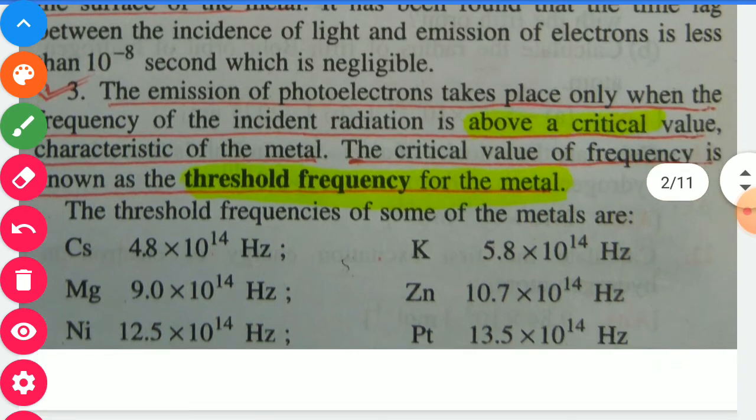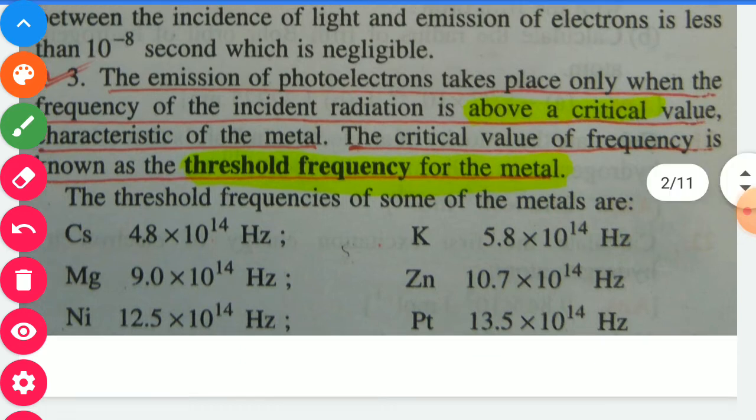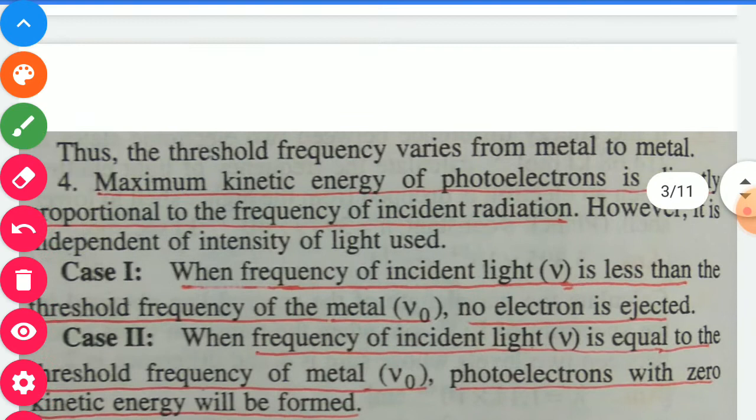The threshold frequencies of some metals are given. For example, here for cesium the threshold frequency is 4.8 × 10^14 Hz, for magnesium 9 × 10^14 Hz, for potassium 5.8 × 10^14 Hz, and so on. Thus, the threshold frequency varies from metal to metal. Meaning threshold frequency is not constant for each metal. It has a different value for different metals.